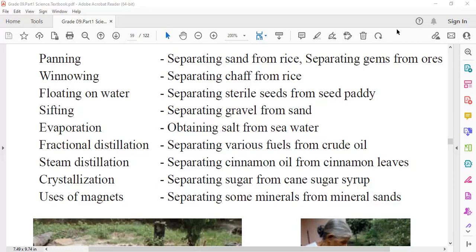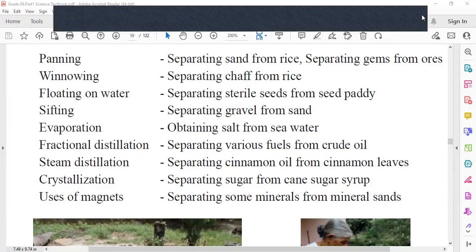Okay. Use of magnets. You should have seen that the soil contains some black colored soil grains which get attracted towards magnets. So there are things which could be separated by using the magnetic property as well, right? So if you have written any of these, your answer is correct.